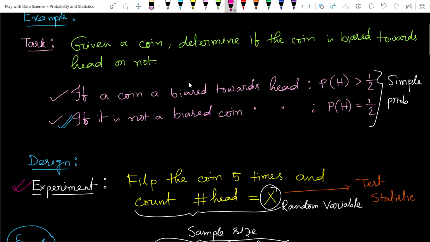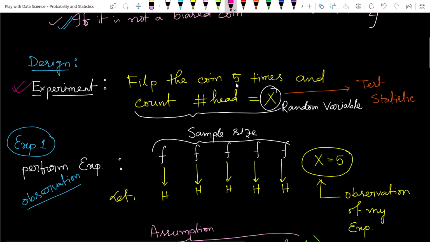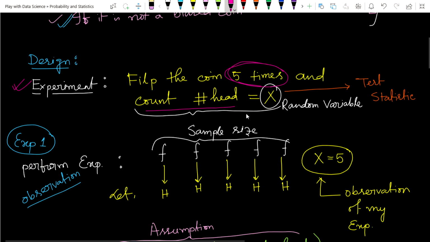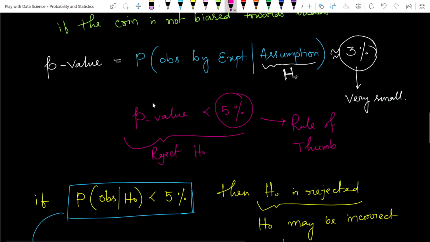But on the basis of this, the experiment that we have designed here is flipping the coin, and the sample size, how much sample you have chosen here, that's one important thing. Then, in this design, we have to count the number of hits. The count of hits is the test statistic. That's the thing that we have to remember always. Design is the main thing. This is designing an experiment.